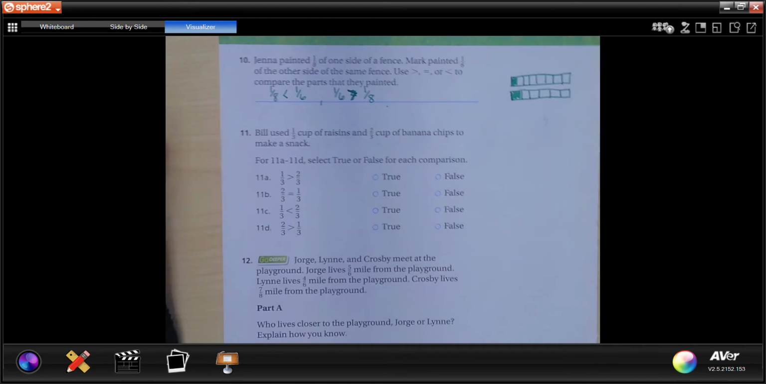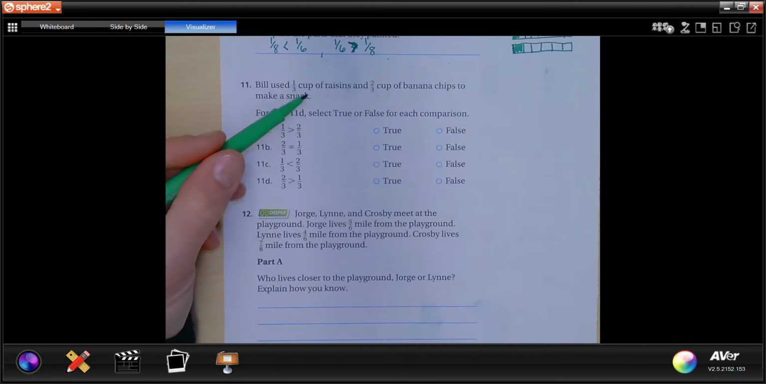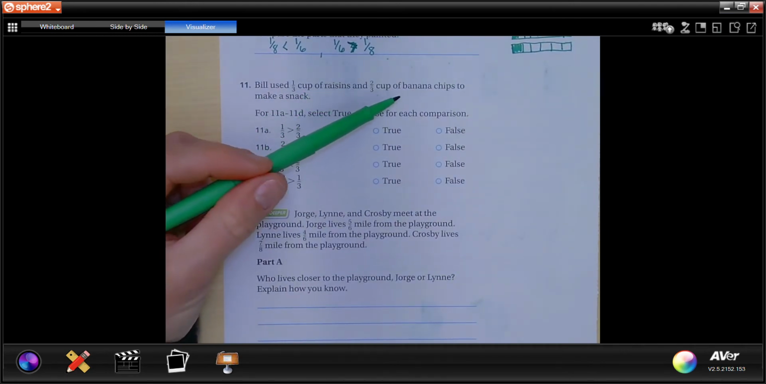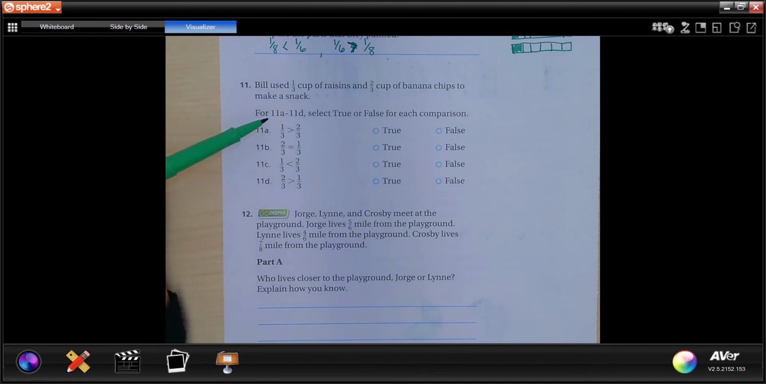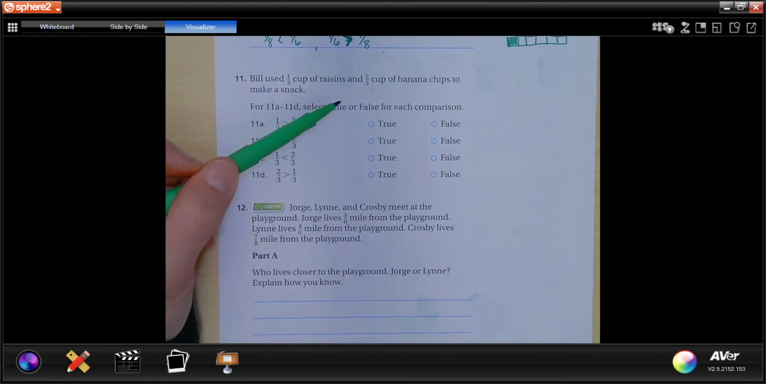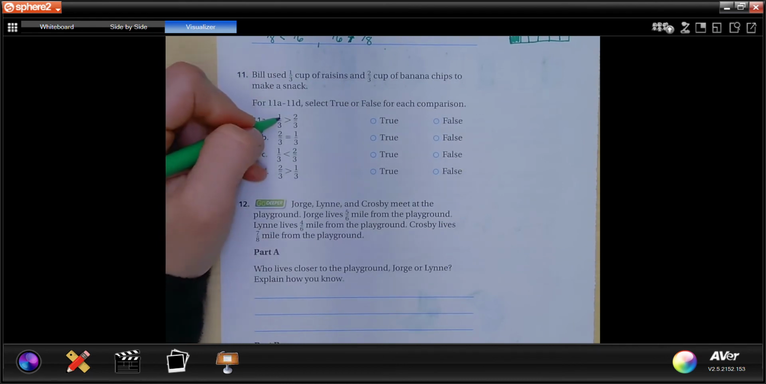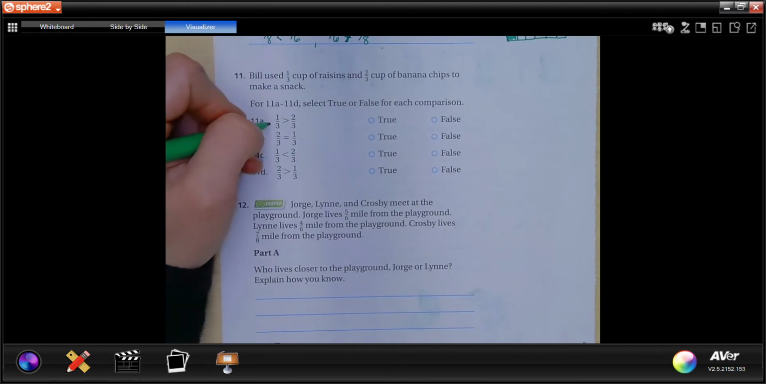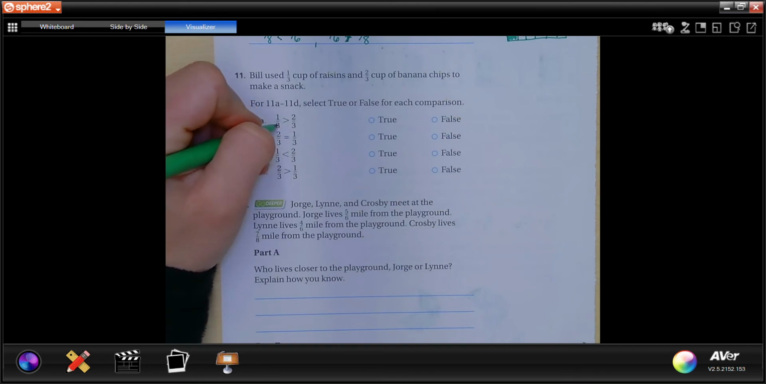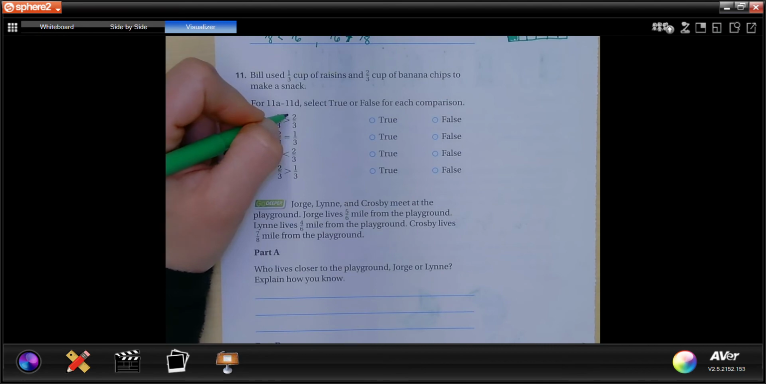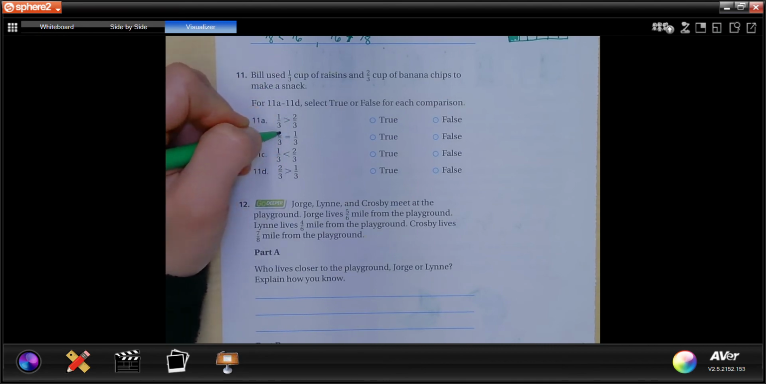Okay, number 11. Bill used 1/3 of a cup of raisins and 2/3 cup of banana chips to make a snack. For 11A through D, select true or false for each comparison. 11A, 1/3 to 2/3. Okay, so we have the same denominator, so when we look at the numerator, we're looking at the shaded part. So which one has more? Does 1 have more or does 2 have more? 2 has more. So 1/3 is less than 2/3, so this is incorrect.